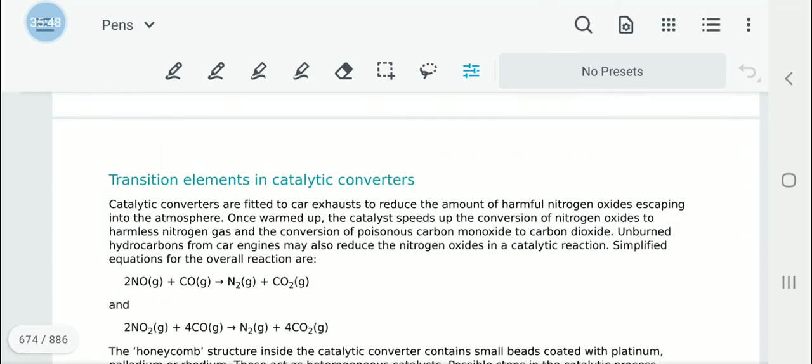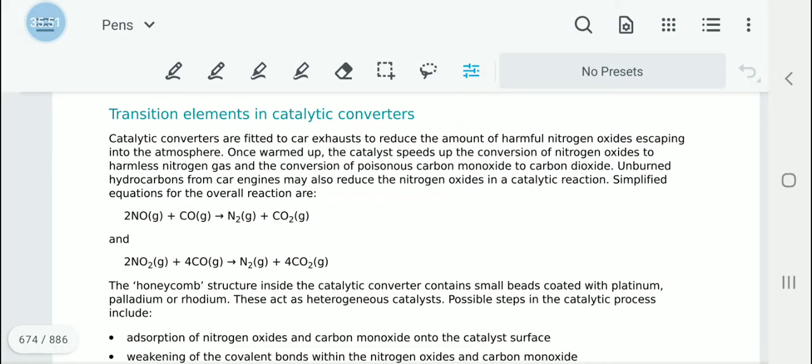Write down. Transition elements in the catalytic converter. Catalytic converters fitted to exhaust systems of vehicles reduce the amount of harmful nitrogen oxides escaping to the atmosphere. Also, it converts carbon monoxide to carbon dioxide. So write down these two equations.